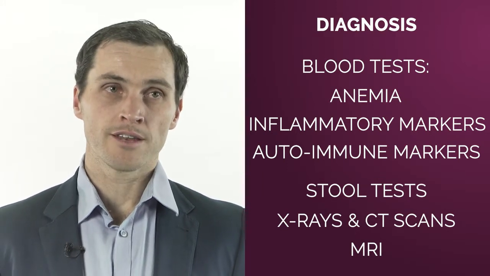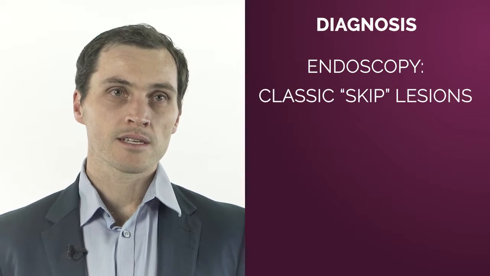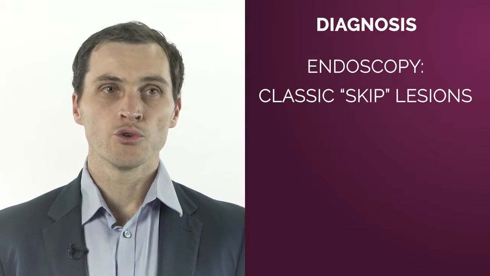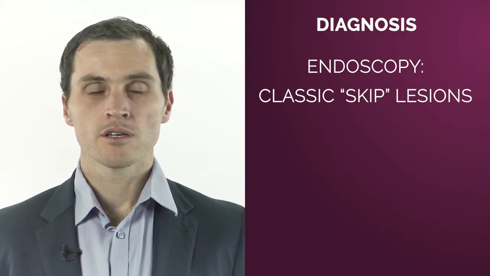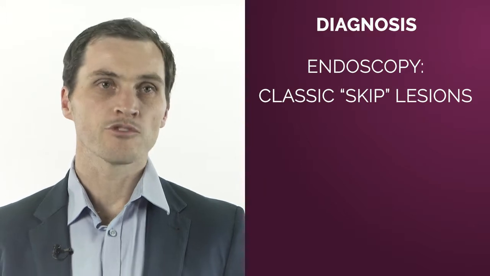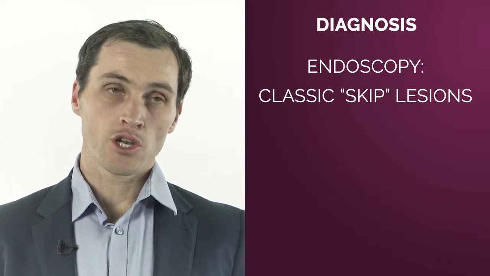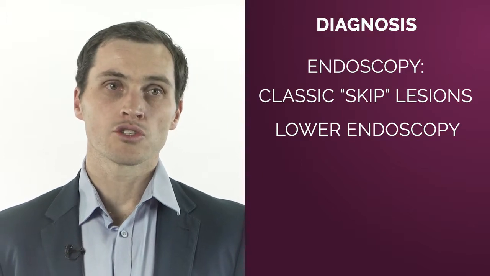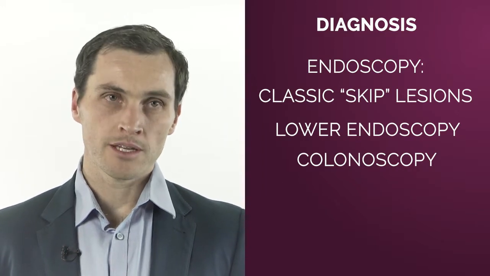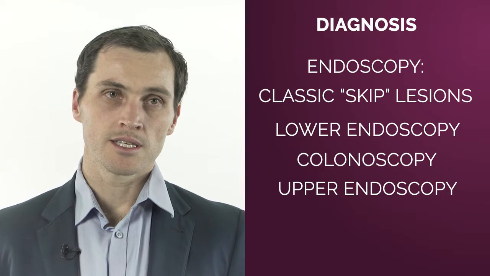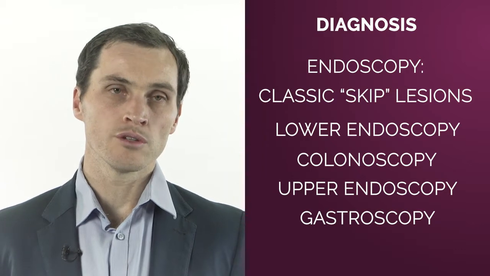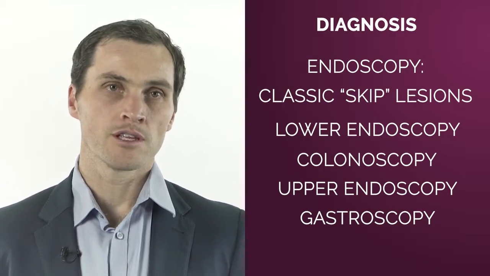And probably the gold standard is endoscopy, where classic skip lesions are identified. Now, skip lesions are simply what doctors see when they do an endoscope, and they see that there are different parts of the bowel which are normal, and they are interspersed with areas of ulceration or fistula formation. You can get lower endoscopy, which essentially boils down to colonoscopy, where biopsies of any lesions identified will be taken. And you also get upper endoscopy, which is used to assess the stomach and the early part of the small intestine to assess if the extent of the lesions goes beyond the normal end of the small intestine and beginning of the large intestine.